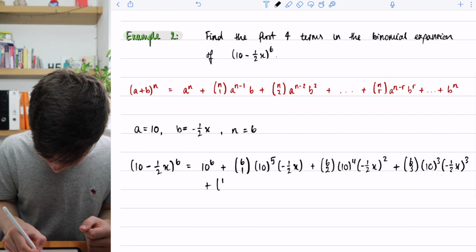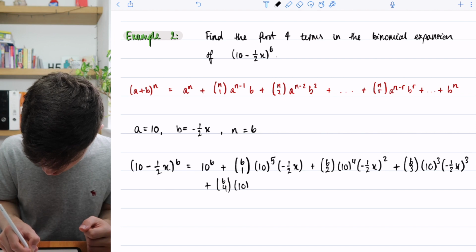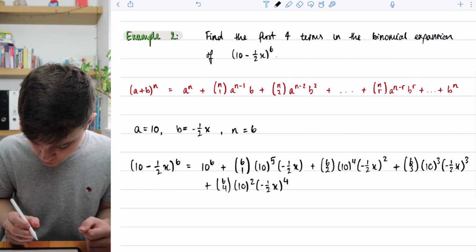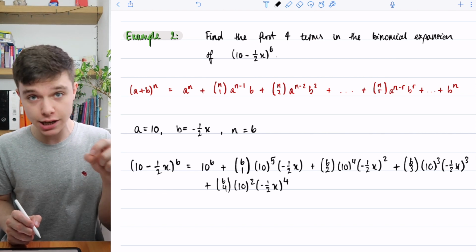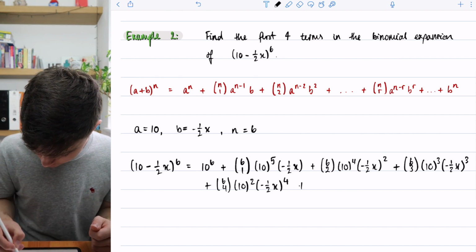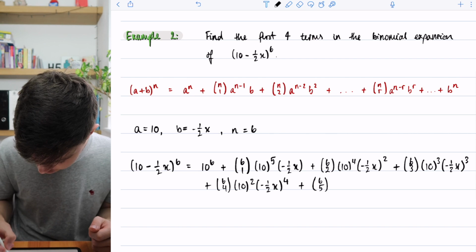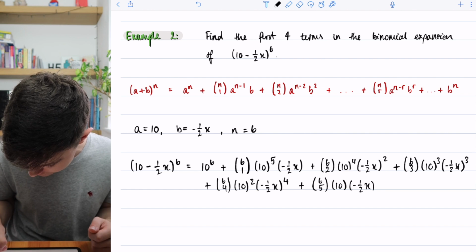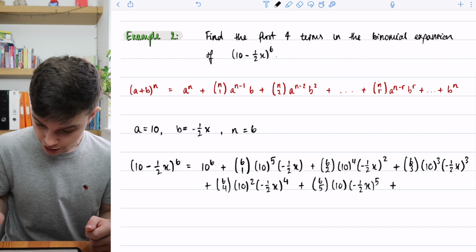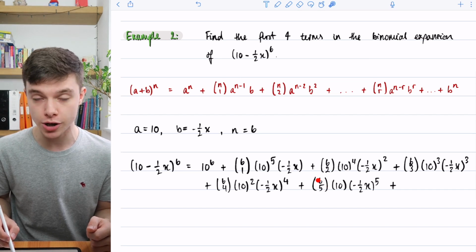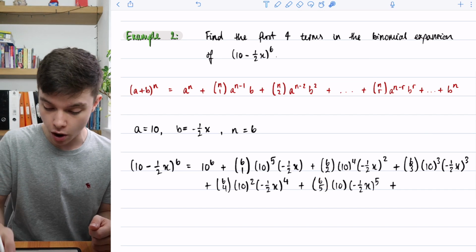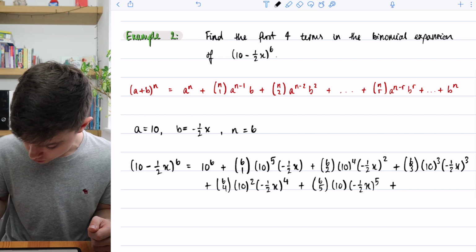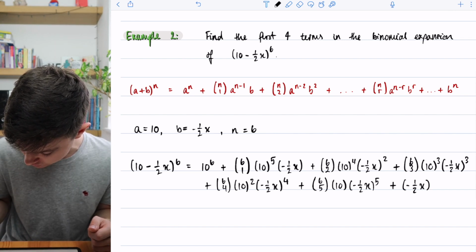Then we will add on 6 choose 4, 10 to the 2, 10 squared, times minus a half x to the 4, because we are increasing that power each time, but decreasing the power of 10. Then we are going to have 6 choose 5, times 10 to the 1, times minus a half x to the 5. And then we have got to the point where the next combination is 6 choose 6. And we know that's just 1. We don't need that. So we're just going to have b to the n as our next term. Okay? We're just going to have minus a half x to the 6.